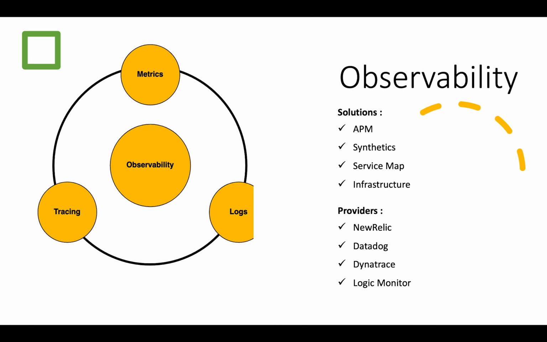So it gives you proactive signals that this is something which is going wrong and you can fix it so that it will not break. And this can be done in different ways. We have APM, synthetic, service map, infrastructure, and there are different providers who are doing their own kind of implementation: New Relic, Datadog, Dynatrace, LogicMonitor, and there are many. AWS is doing it, Microsoft is doing it, Google is doing it, and there are multiple solutions in the open source world which do it.